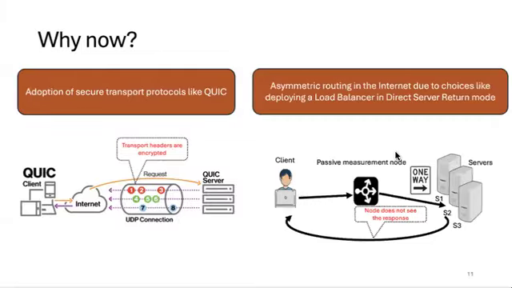Similarly, with design choices like deploying a load balancer in a direct server return mode, asymmetric routing becomes even more prominent. So measuring latencies with existing solutions is more prone to failure.